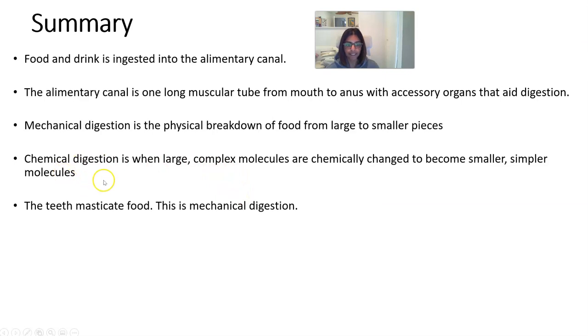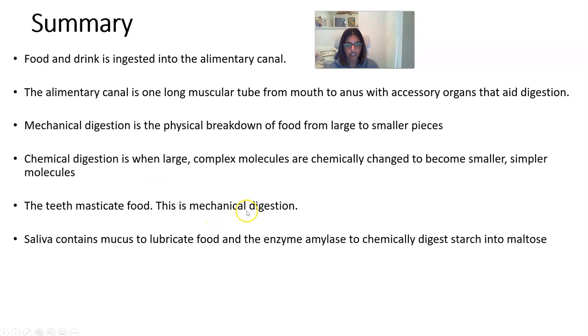Teeth aid in the mastication of food, so this is the chewing of food, cutting it up into smaller pieces, and that is mechanical digestion. The saliva that comes from the salivary glands at the back of the jaw and underneath the tongue contains mucus, which helps to lubricate that food so it's easier to swallow. And the saliva also contains the enzyme salivary amylase. Now, the job of salivary amylase is to chemically digest starch into maltose.